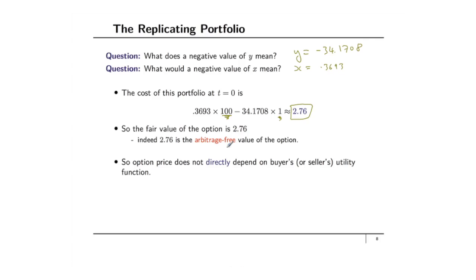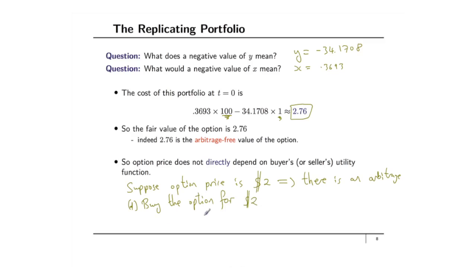To see this, suppose, for example, that the option price in the marketplace is $2, not 2.76. Then there is an arbitrage. How do I know this? Well, here's what I can do. I can do two things. I can buy the option for $2, and the second thing I can do is sell the replicating portfolio. So I can do the exact opposite of this replicating portfolio.